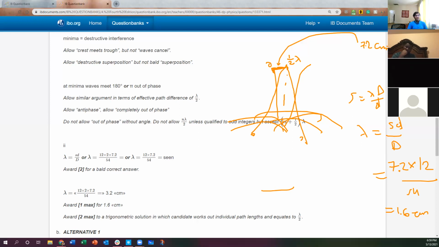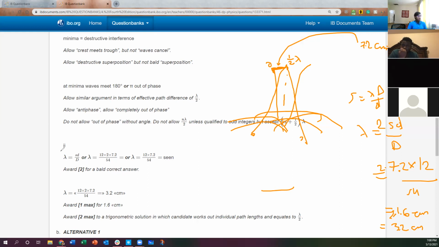So they're giving us half S. So if we want to find S, we need to multiply that by 2. So our answer is going to be 1.6 centimeters times 2, which is going to be equal to 3.2 centimeters. That's the answer. It's 3.2 centimeters because you have to multiply by 2.